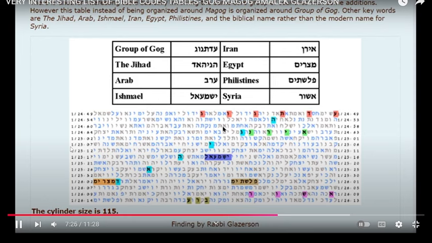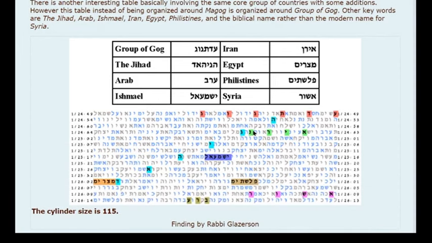You can see the verse definitely here. All of them one can see. And here is that Gog, the group of Gog. You have Iran, and you have the Jihad, Egypt, Palestinians, Syria, the Arabs.